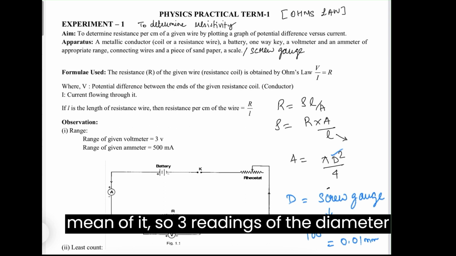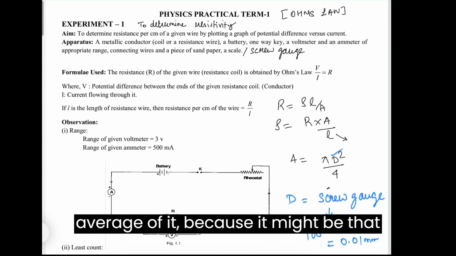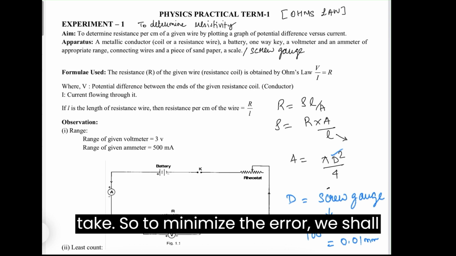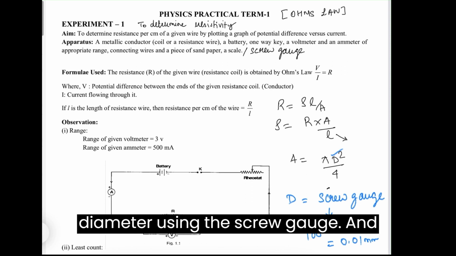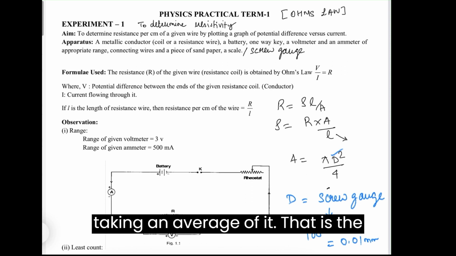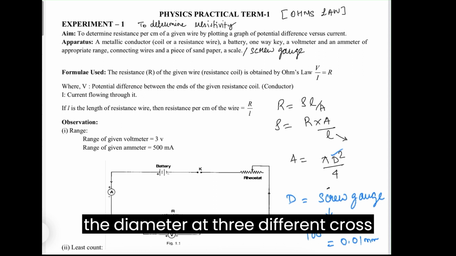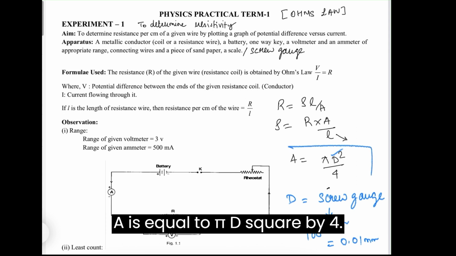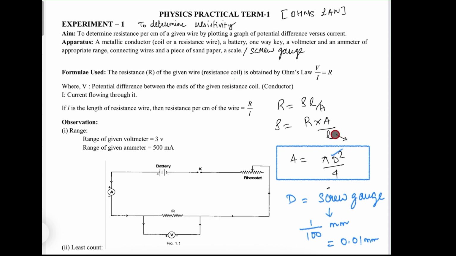So 3 readings of the diameter at 3 different cross sections of the wire, and then we shall be taking an average of it, because it might be that the wire is not perfectly uniform and there might be some error involved. So to minimize the error, we shall be taking 3 readings of the diameter using the screw gauge and taking an average of it. That is the first thing you will do. You will measure the length, L is known. You will measure the diameter at 3 different cross sections, and we will be using the formula A is equal to pi d square by 4, and with that we will be able to solve L, A.